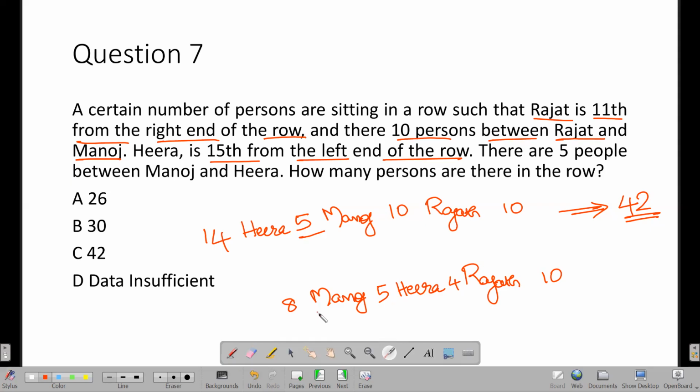Let us consider the total number of people in this case. 8, 9, plus 5, 14, 15, 16, 17, 18, 19, 20, plus 10, that is coming as 30 in this case. So you can see that depending upon how Hira and Manoj are positioned in this row, we can see 2 possible answers are there. So you should mark option D, data insufficient, as your answer choice. All right. So that brings conclusion to this question here. Let's go to the next one.